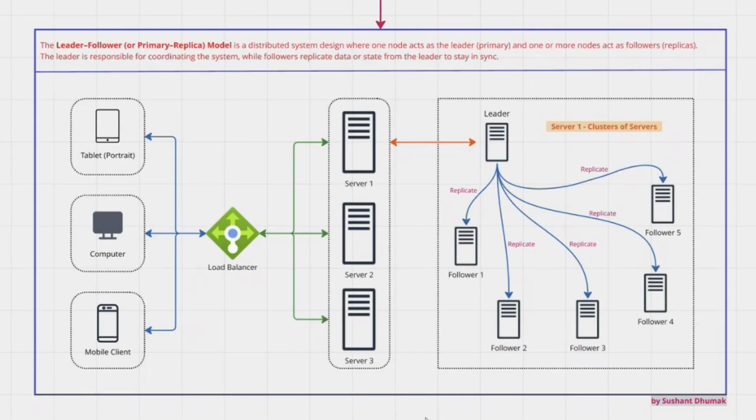All right. So what is this leader-follower, or sometimes we call it the primary-replica, model in distributed systems? Here, one node acts as a leader, which we can call the primary node. You can see in the image on top, it is called the leader. So it's a kind of primary node or server, and one or more nodes are followers. I have mentioned here followers 1, 2, 3, 4, and these are all replicas.